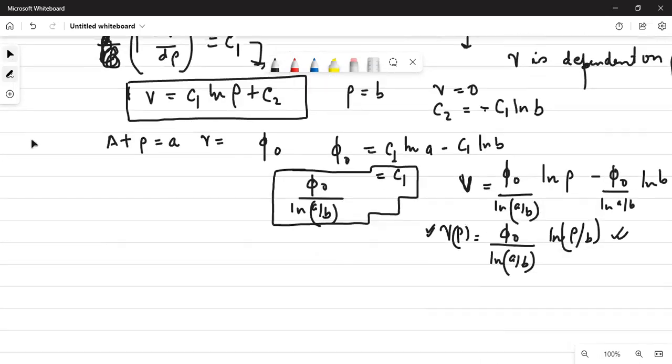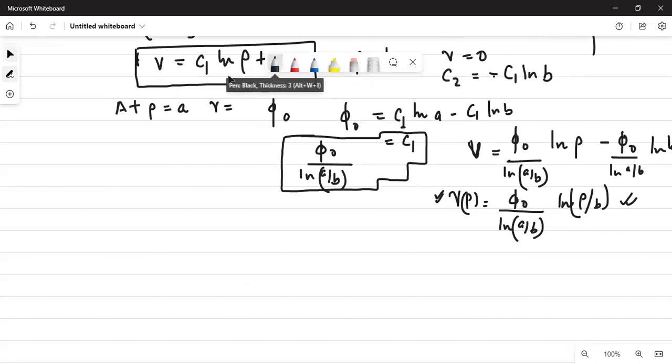How to find the electric field? In order to find the electric field, I would simply take the derivative with respect to rho.